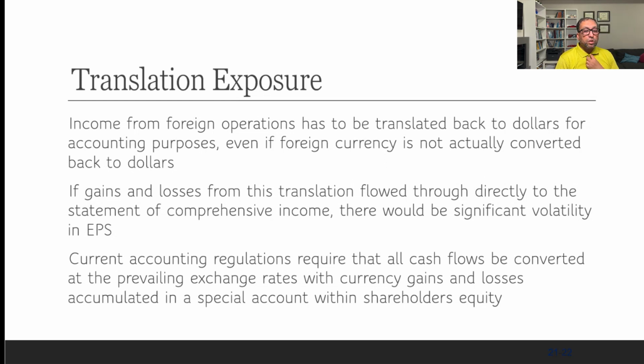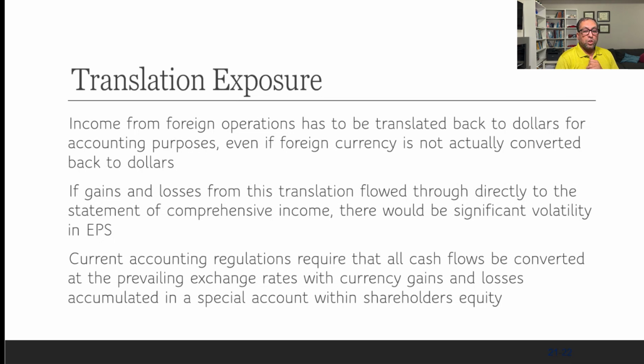Translation exposure: income from foreign operations has to be translated back into local dollars for accounting purposes, even if the foreign currency is not actually converted back to dollars. So we have to convert. In the beginning, I mentioned that we have to convert the balance sheets, assets, liabilities, and also the income statement into our local currency so that we can show a consolidated balance sheet or income statement.